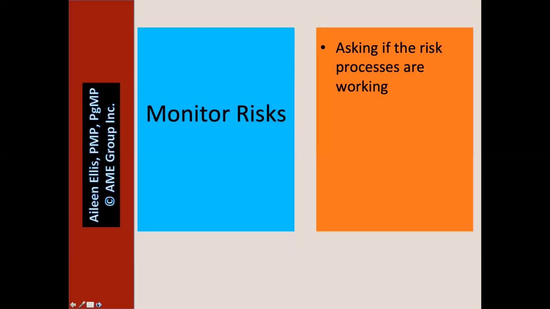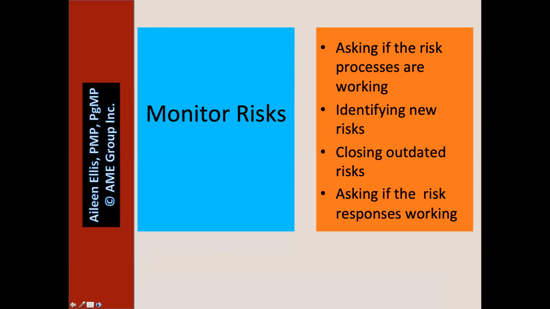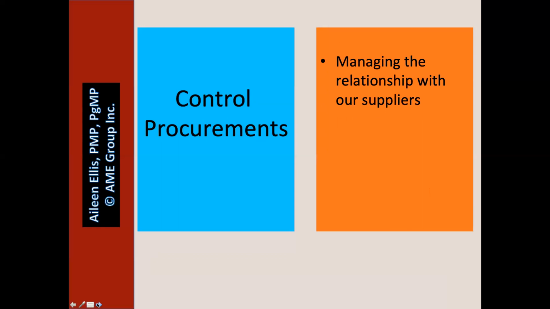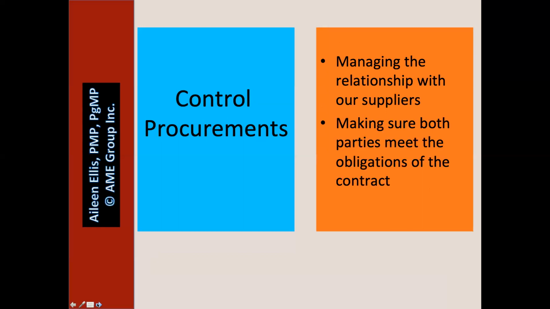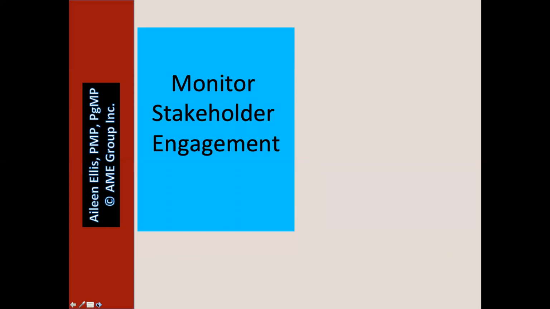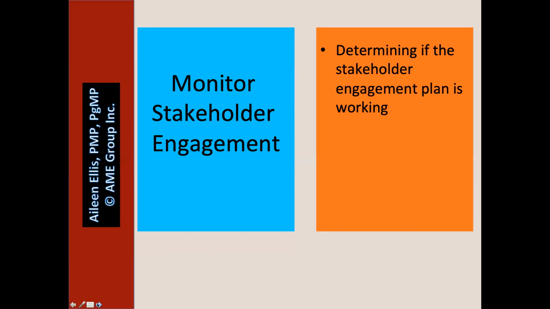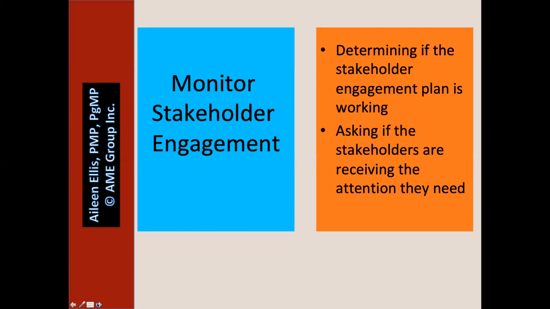Monitor risks, asking if the risk processes are working, identifying new risks, closing outdated risks, asking if the risk responses are working. And again, we're asking ourselves, we're asking our team. Control procurements, managing the relationship with our suppliers, making sure both parties, us and the suppliers, meet the obligations of the contract, closing out contracts with our suppliers or our vendors. Monitor stakeholder engagement, determining if the stakeholder engagement plan is working, asking if the stakeholders are receiving the attention they need.